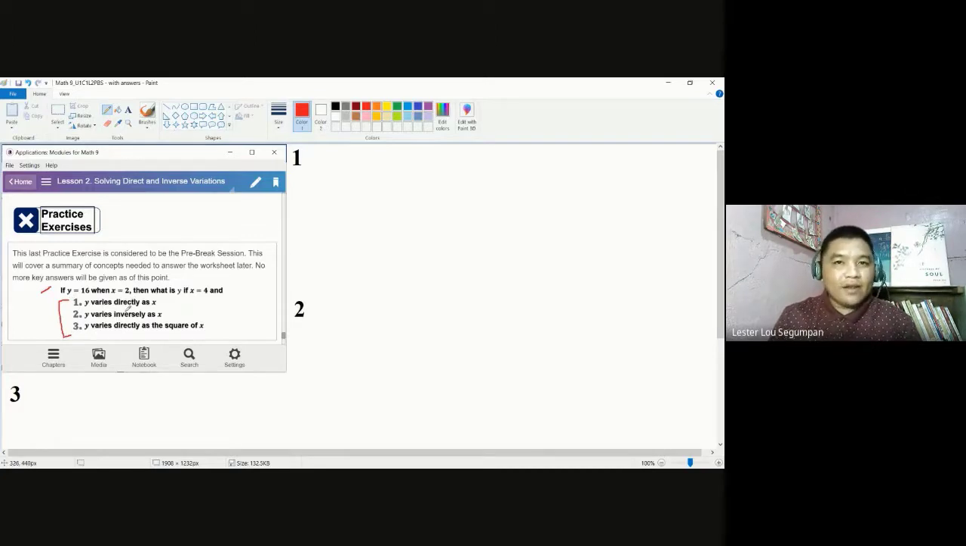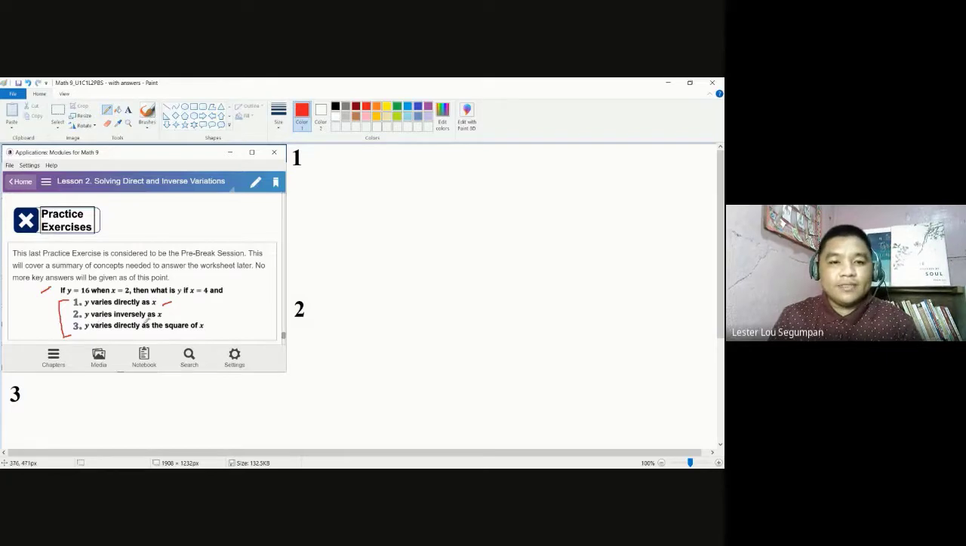Number one, direct variation. Number two, inverse variation. And number three, direct square variation. So we have here the value y is equal to 16 when x is equal to 2. Then what is y if x is equal to 4? And again, those are the stated statements. Let us try to solve number one.